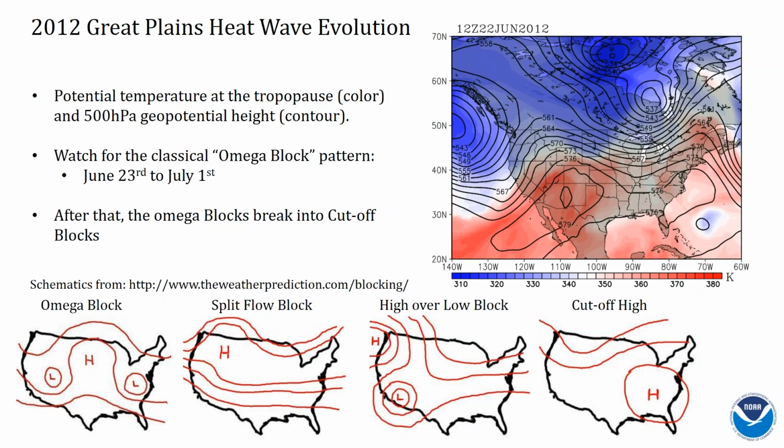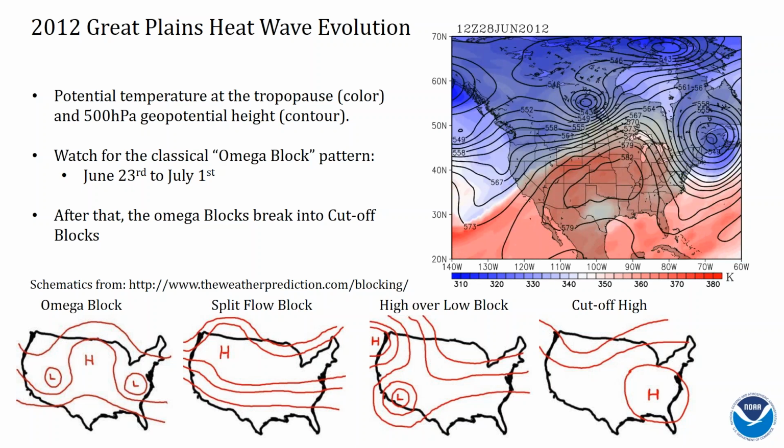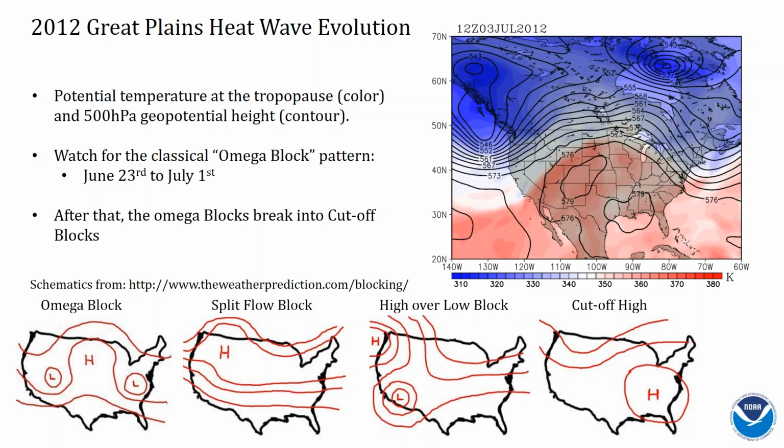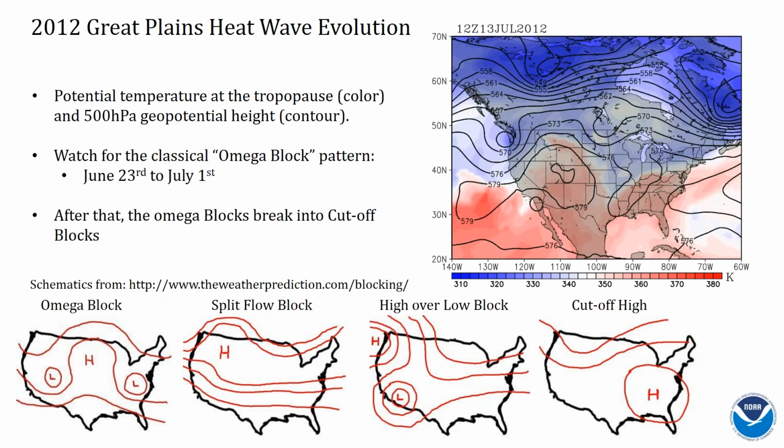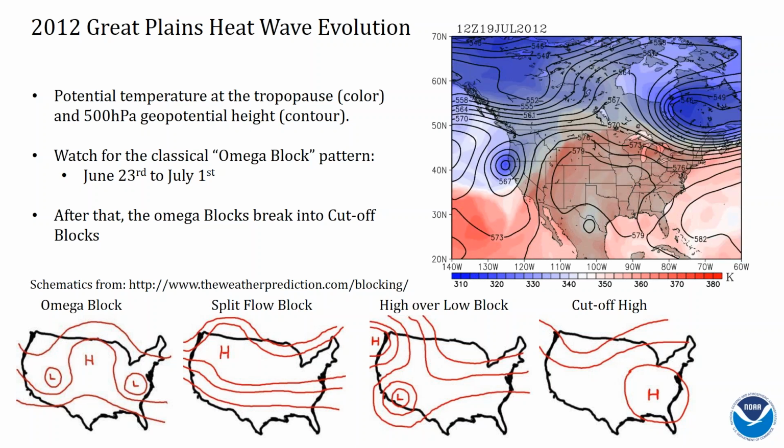Just wondering, is there a difference in persistence between the different blocks? These often are more persistent in time, the cutoff high.